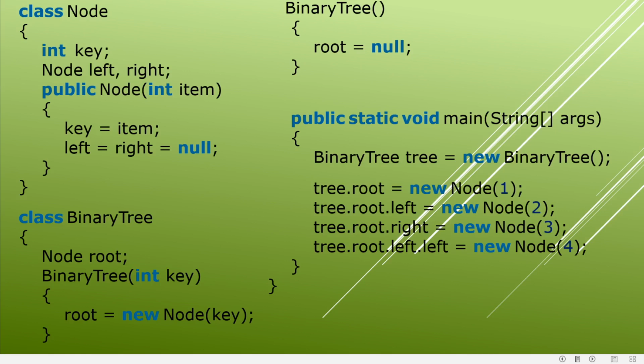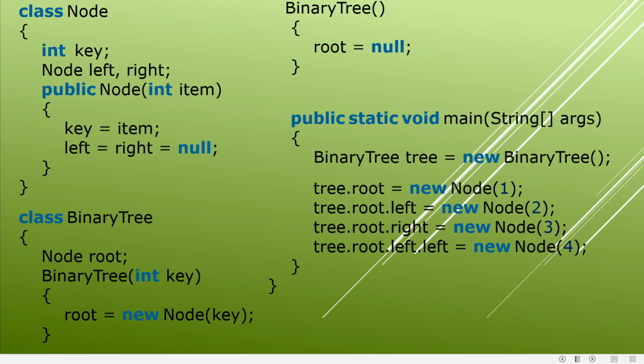If I want to enter a value in that node, then item is the key value with left and right children as null. The first node is a root. In the binary tree I constructed a root equals new Node of key value. Now the initial node that is created or inserted in a tree structure will become the root.